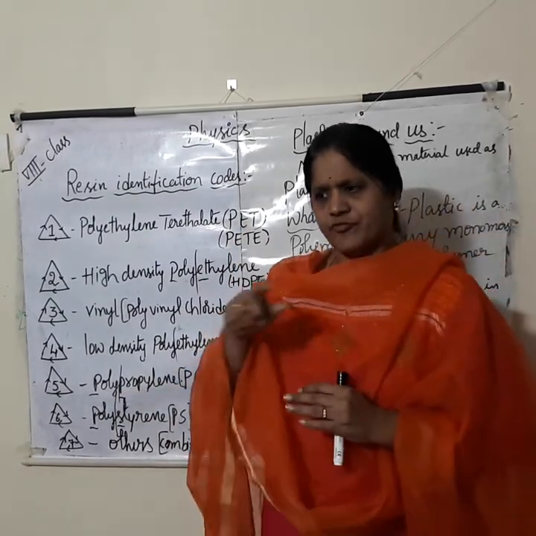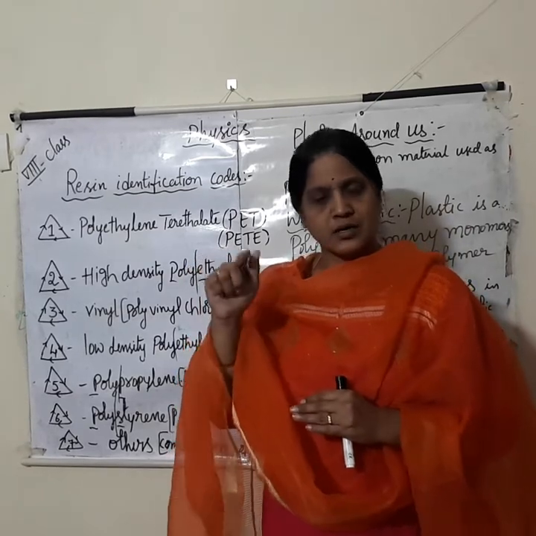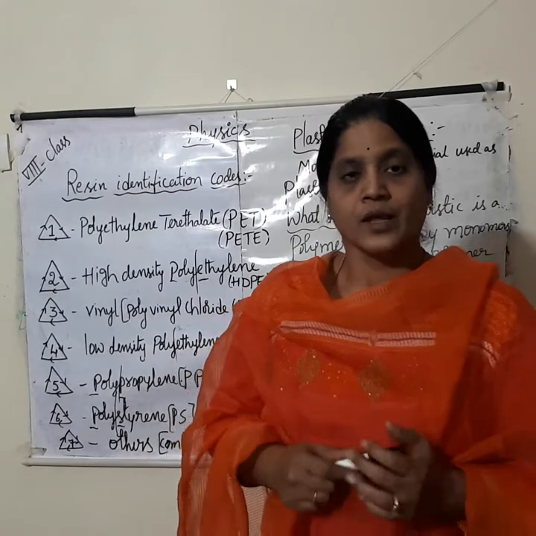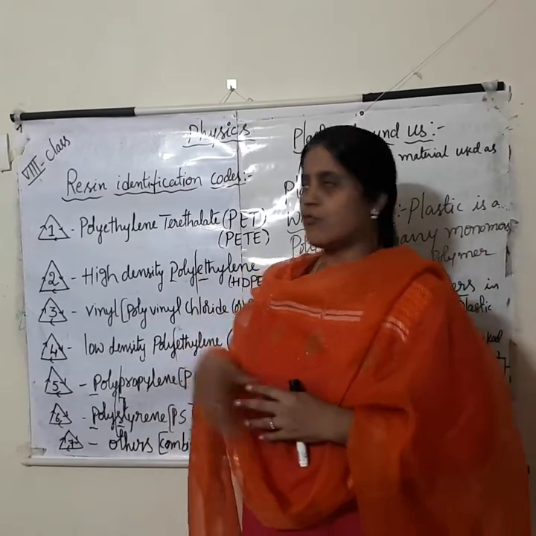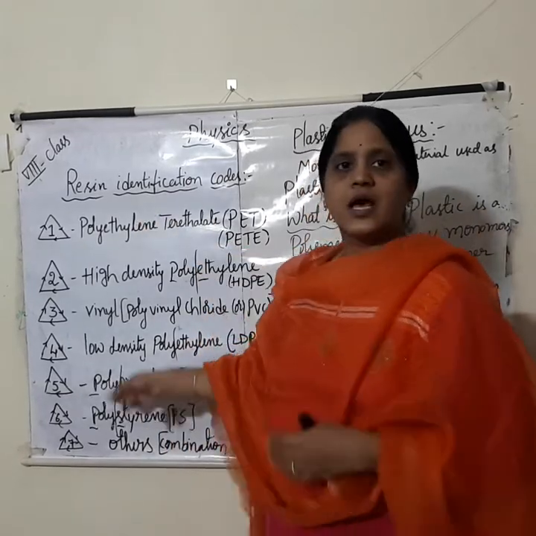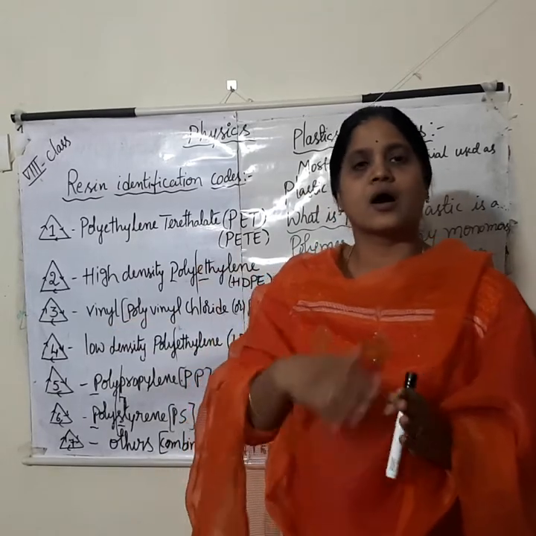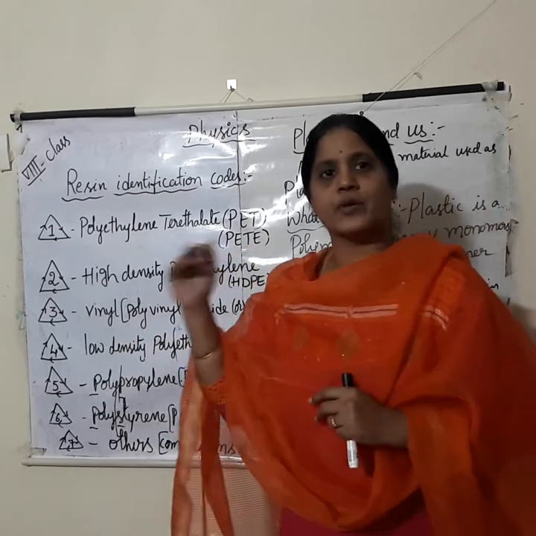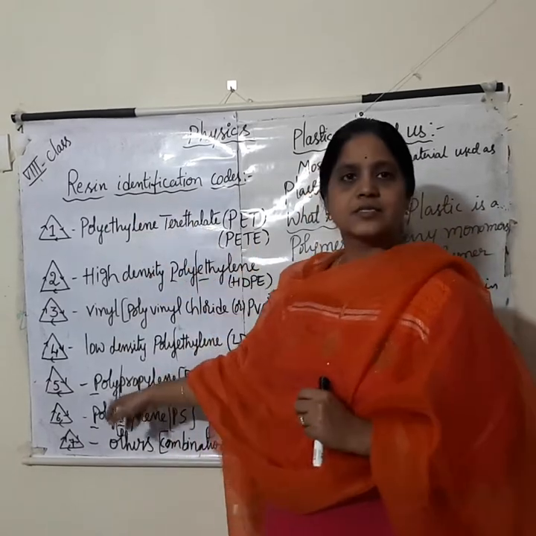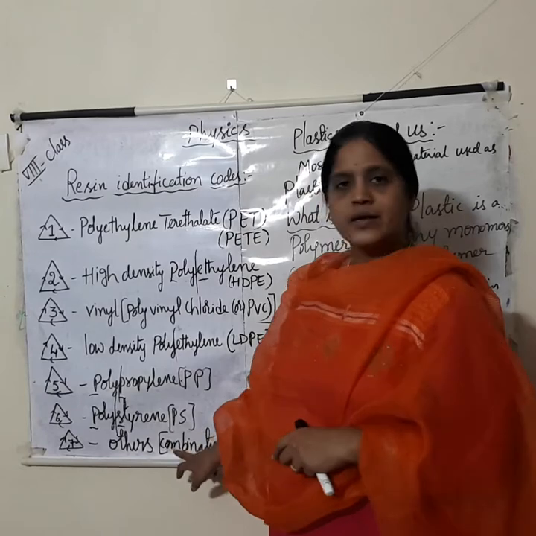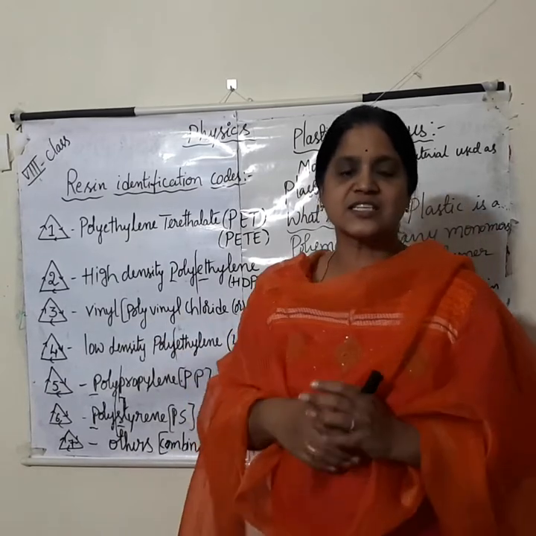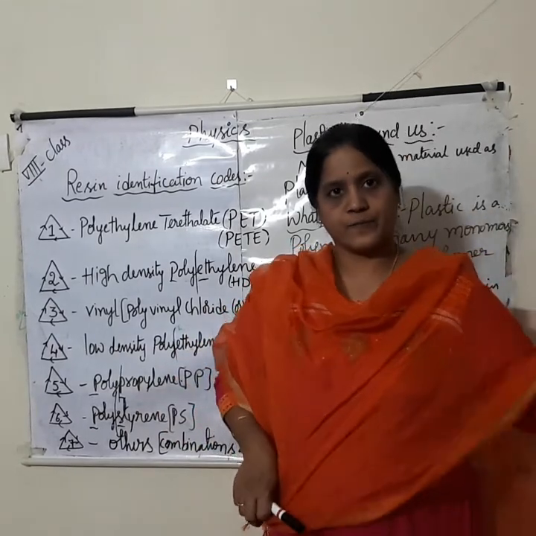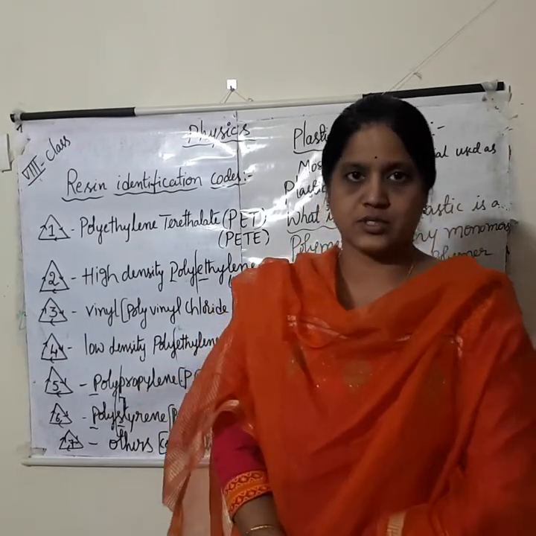If they give any triangle symbol along with the number 7, it comes under the combination of all of these from 1 to 6, either a combination of 1 and 2, or 1, 2, 3, 4, or 3, 4, 5, 6, like that. It comes under the combination of 1 to 6. That all comes under the category 7. By using these resin codes, they can be used for recycling purposes or some other purposes.